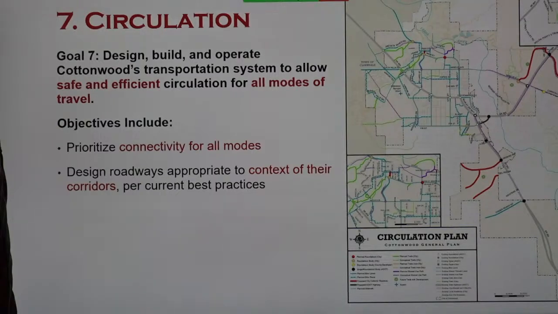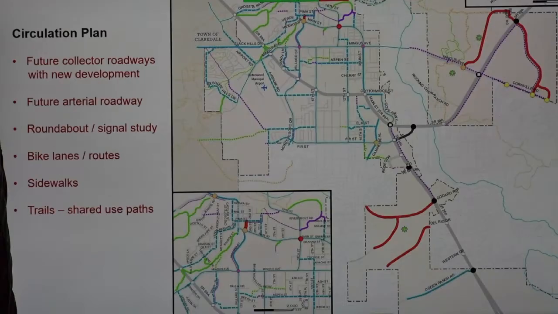So prioritize connectivity, making sure that when we do put in improvements, we connect them together, and design roadways appropriate to the context, again, of the corridors we were just talking about, and make them designed per current best practices. The circulation plan map is included in this element, and it includes future collector roadways with new development. The future collectors are the ones that are shown in red, and these would be built as part of larger developments, both on private land and on state-owned land right now as it gets developed.